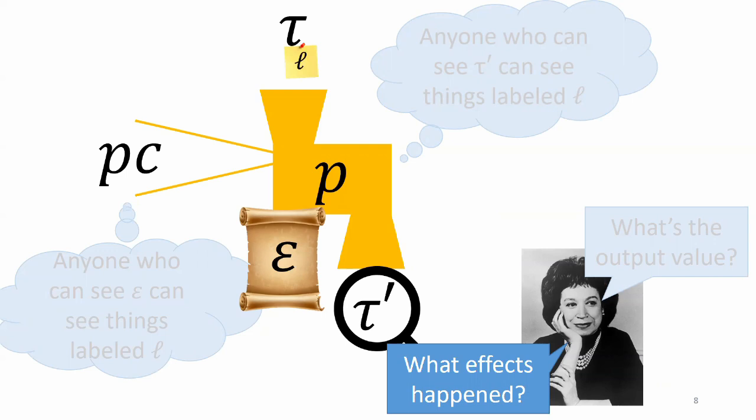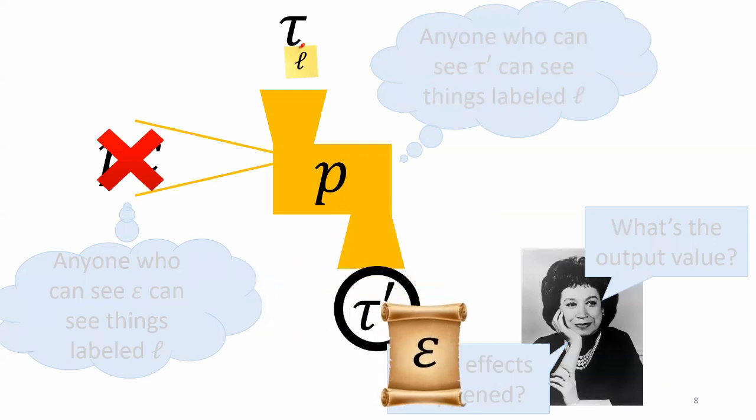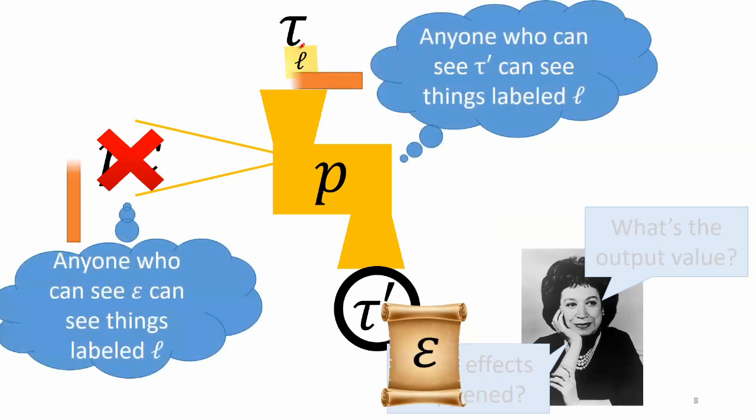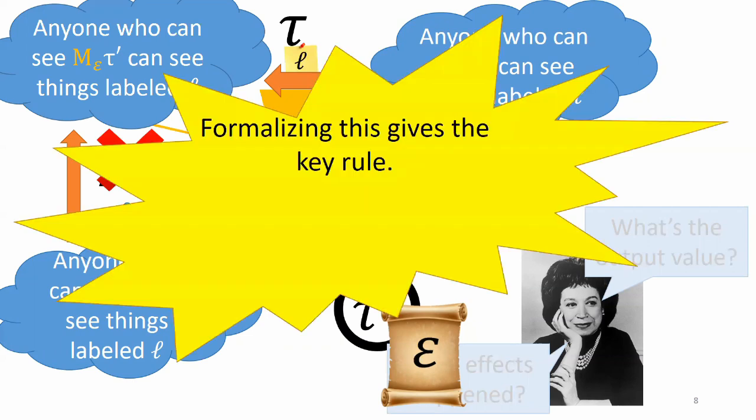What the monadic semantics does is it doesn't keep track of a program counter. Instead, it makes the effect part of the output type. The big security change we make is to take these two previous information flow control guarantees and combine them into a new guarantee that anyone who can see the new output type can also see the inputs. Formalizing this simple insight gives the key rule in our semantics.